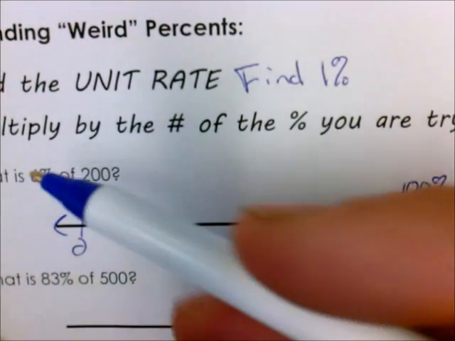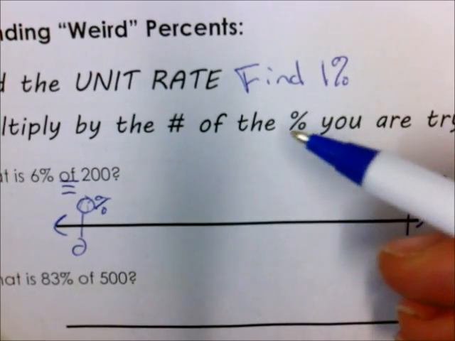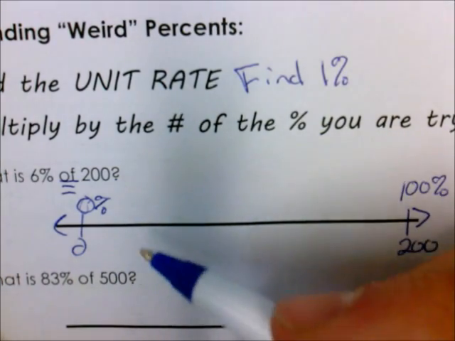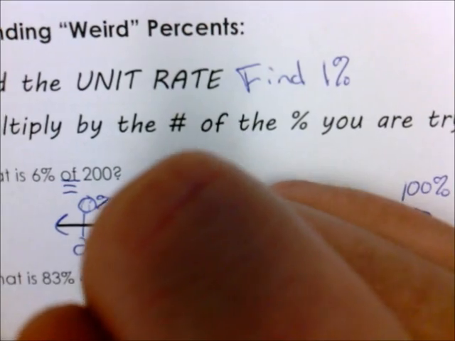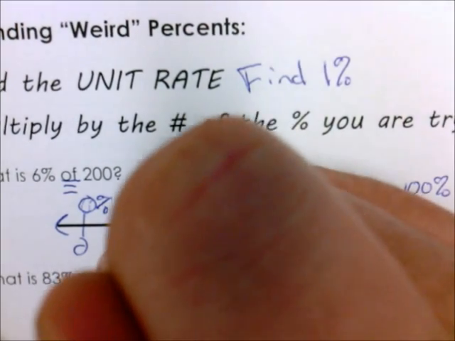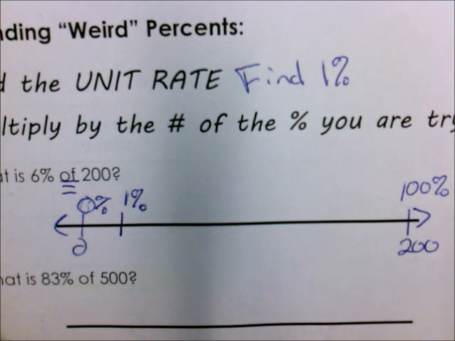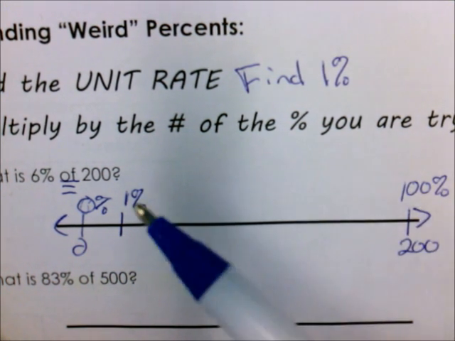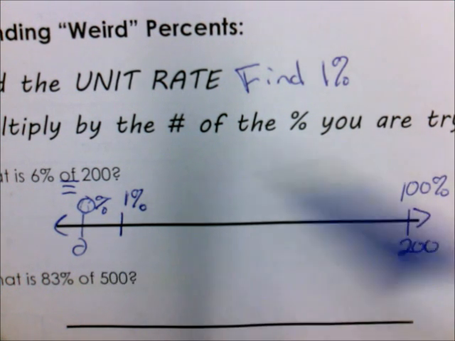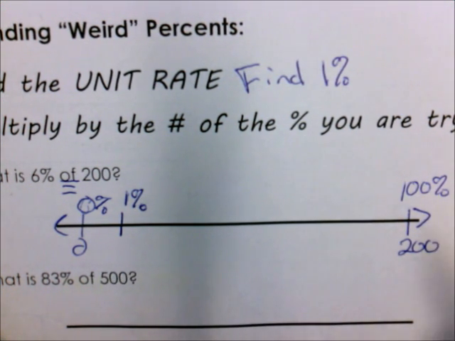I want to find 6% eventually. I have no clue how to get from 100 down to 6 though. So I am going to find 1%. Alright, a trick for this to figure out 1%. Alright, well, how do I get from 100 to 1? I divide by 100. There is a quick shortcut.